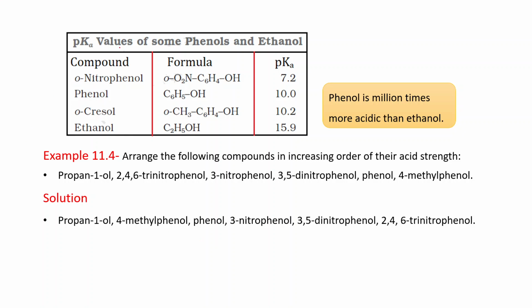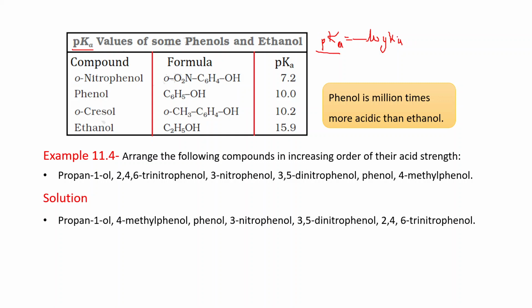Now these acidic strengths can be expressed in terms of pKa values. Now what are these pKa values? If you remember Ka, this is called the acid dissociation constant. And the negative log of this, that is minus log of Ka, is known as pKa.